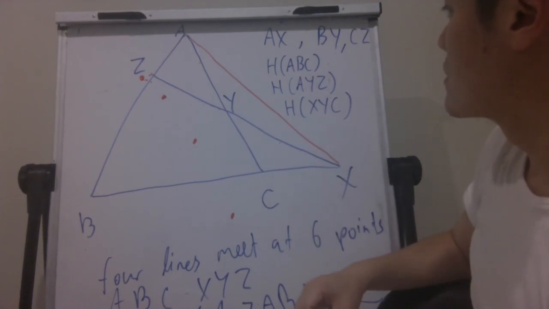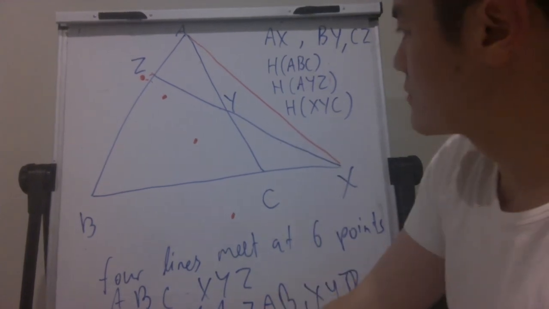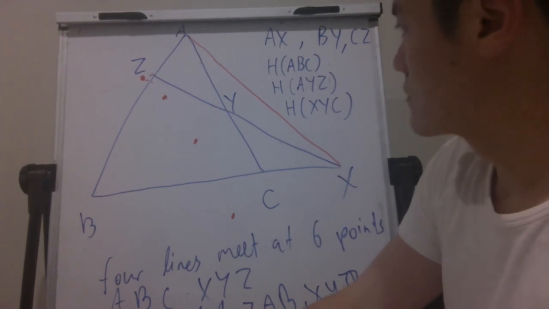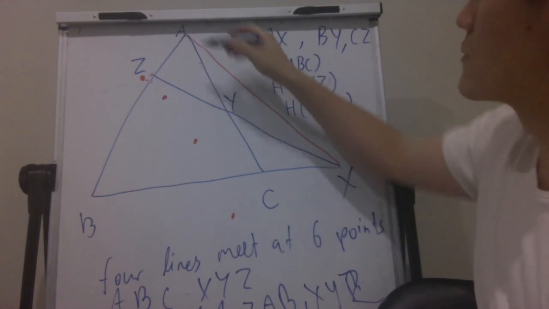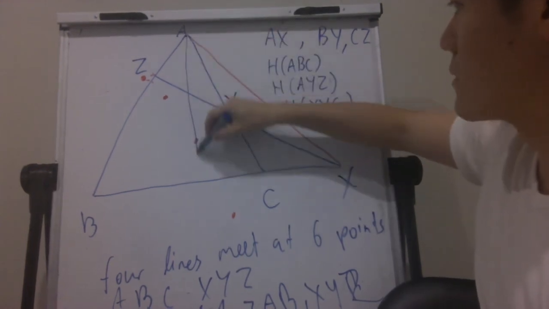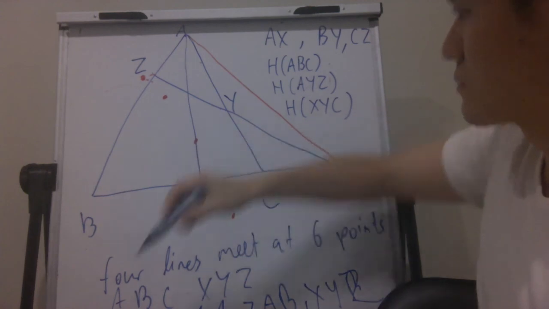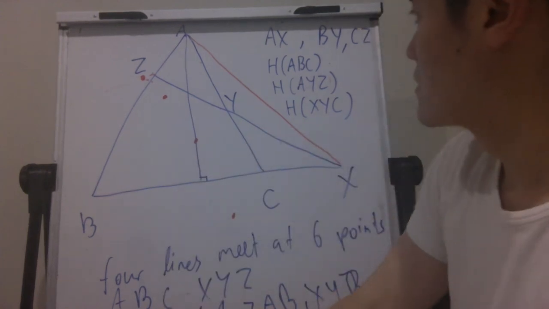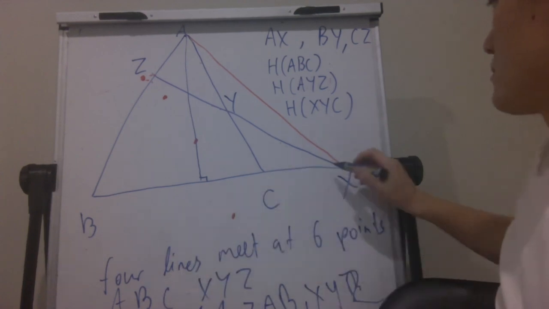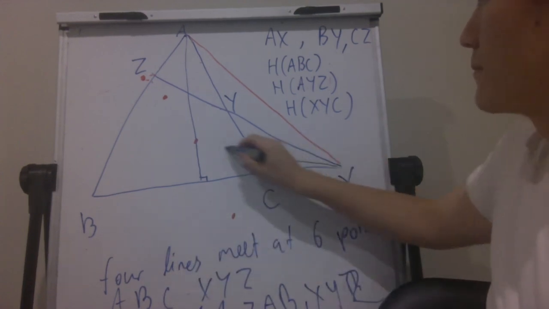Maybe. Yeah, H_ABC means the circle. It doesn't mean the orthocenter of this. So if you look at AX, right? AX will pass through that. Isn't that red dot by definition the orthocenter of ABC? Yeah.